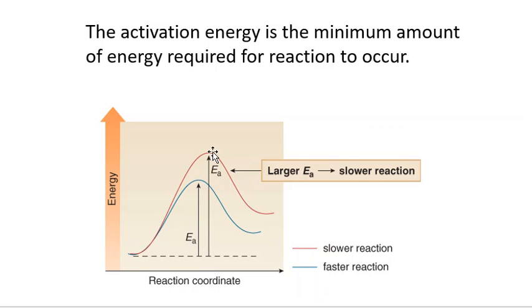So the maximum height of that bump on the reaction diagram is the activation energy, and the larger that value is, the higher that hill, the slower the reaction. And so you might remember the bicycle analogy, that the higher the hill is, it takes a really long time to get up over that hill, and it takes more energy.